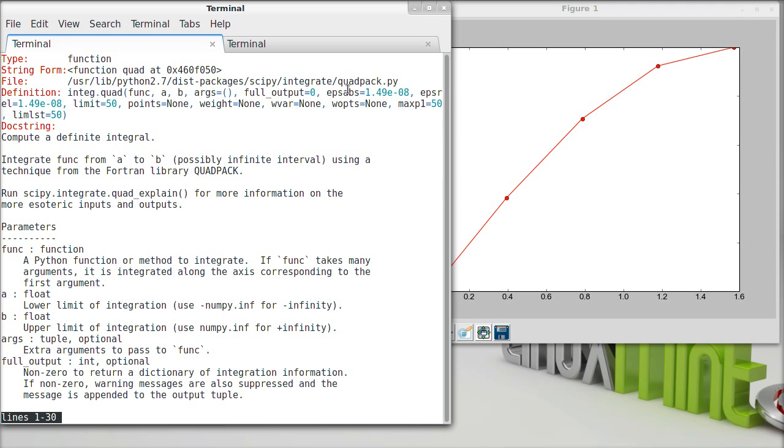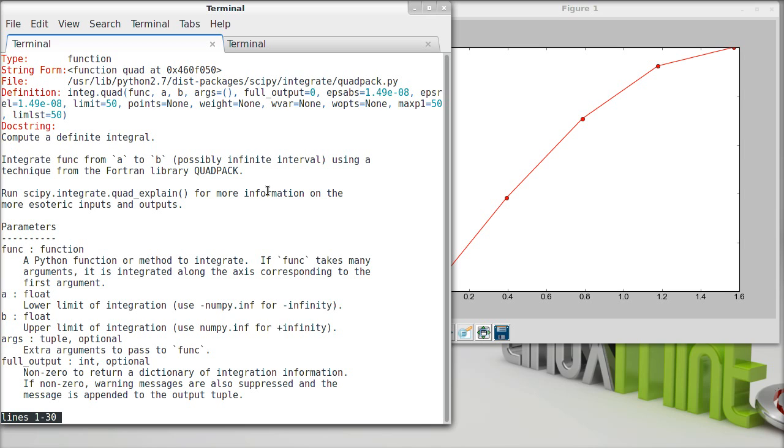Then there are various tolerances, we can get full output, and then a whole bunch of other things which we're not going to say very much about at all. Again, it computes a definite integral, and can integrate a function from a to b, possibly over an infinite interval.